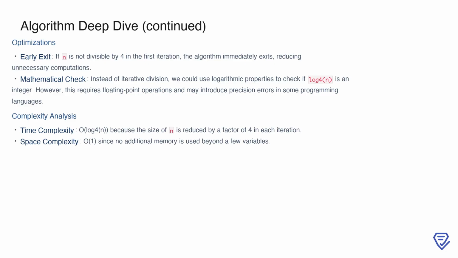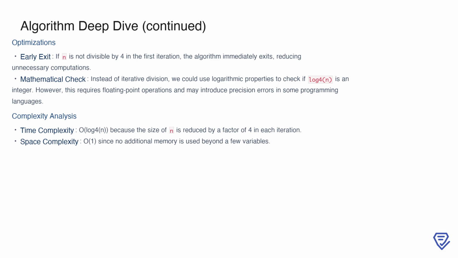Additionally, we can replace the iterative division with a mathematical approach using logarithms. By calculating the base 4 logarithm of the number, we could check if the result is an integer. While this eliminates the need for repeated division, it introduces floating point operations, which can sometimes lead to precision issues in certain programming languages.